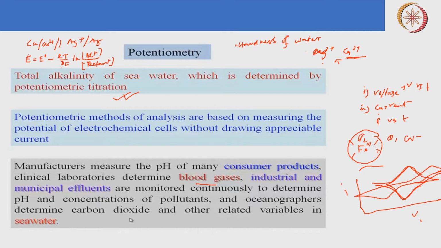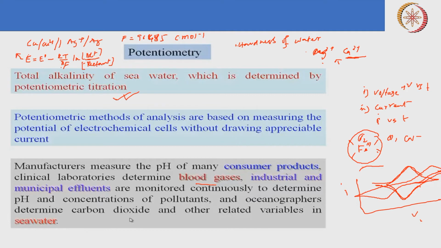Okay, so here R is the gas constant, T is the temperature, n is the number of moles of electrons participating in this redox process, and F is the Faraday constant. The value of F is 96485 coulomb per mole, so per mole how much charge is consumed in that system. So if some oxidation or reduction is happening, then you can measure the potential.